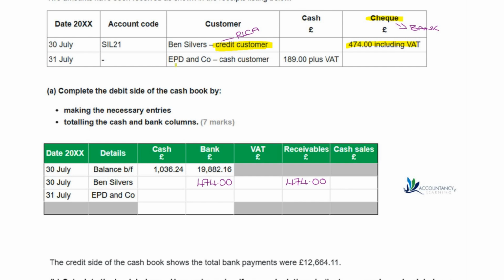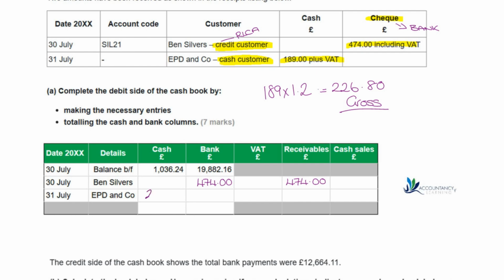The second one then, EPD & Co, they're a cash customer and they've paid £189 plus VAT. So we need to work out what the total amount is because they've paid the VAT with that. And the quickest way of doing that is 189 times 1.2, which gives us £226.80 gross. So that's the amount that they will have paid.